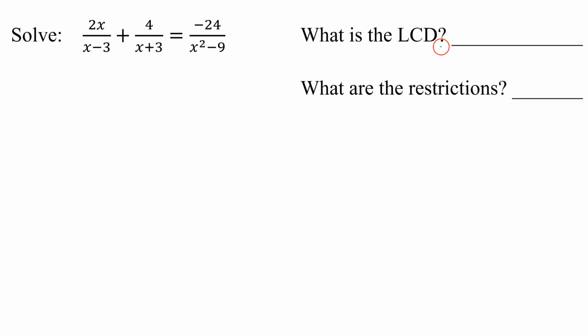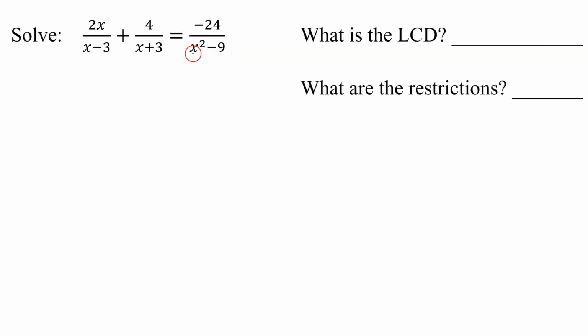We find the least common denominator, and then we're going to multiply all three terms of our equation by the least common denominator, and that will get rid of all our denominators. Well, to find the least common denominator, I have to make sure all my denominators are factored. X minus 3 is factored, x plus 3 is factored, but how about x squared minus 9? No, this is not factored. So the first thing we need to do is factor x squared minus 9.